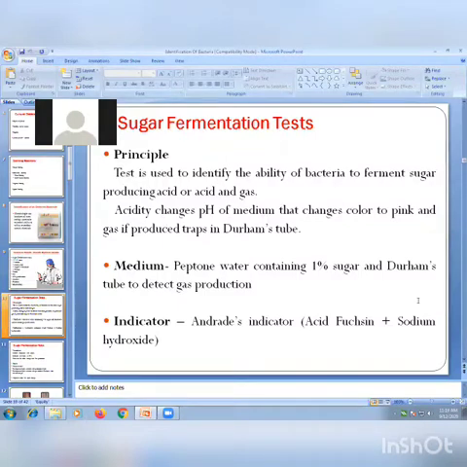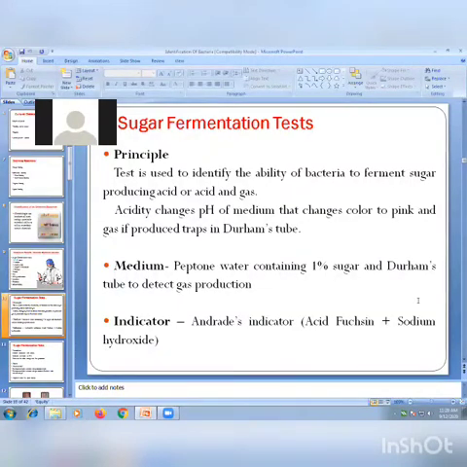And also we need a small glass tube in inverted position. The name of that tube is Durham's tube, to detect the gas production. The indicator used is Andrade's indicator, which contains acid fuchsin plus sodium hydroxide. So a few drops of this Andrade's reagent we are also mixing in that.